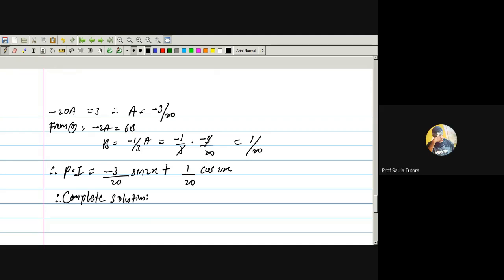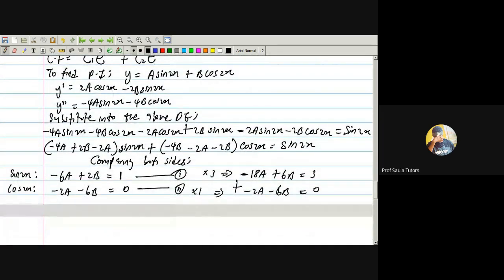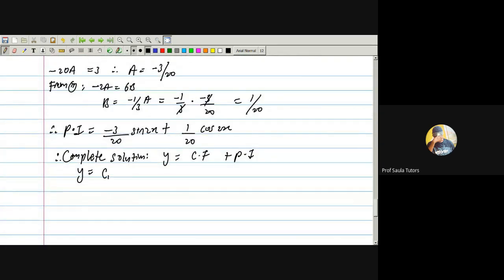A question can just tell you to find a particular integral only. I've seen questions like that. Because the complementary function is simple, even for secondary school students. So what's my complementary function? C1 exponential 2x plus C2 exponential minus x. Then plus my particular integral. Any one of these can come first, there's no problem. So minus 3 over 20 sine 2x plus 1 over 20 cos 2x. Exactly.